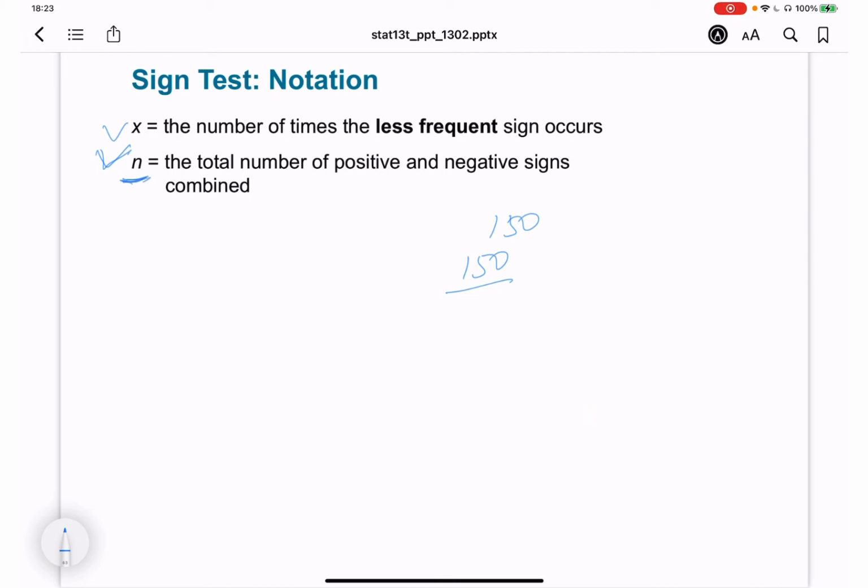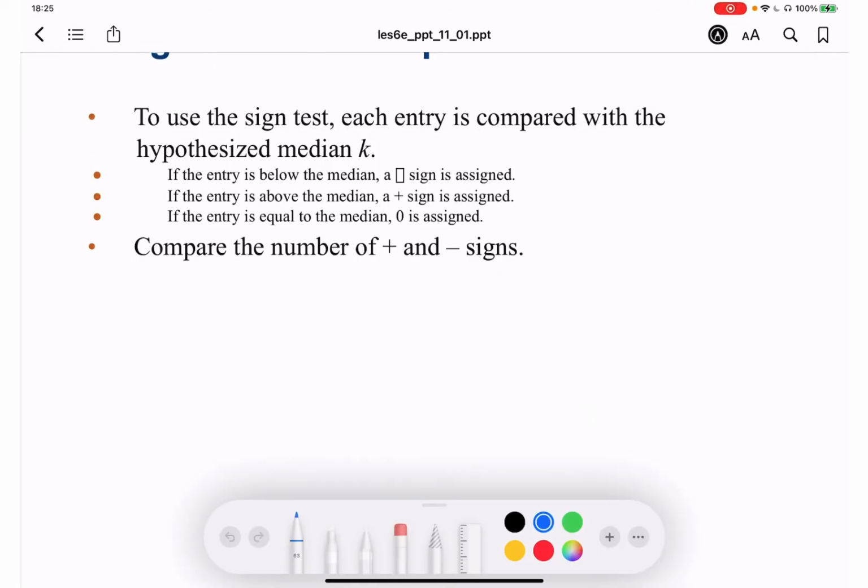All right, now let's start. So here I am repeating the thought I already mentioned. Let me clean this. If an entry is below, we assign negative, right?